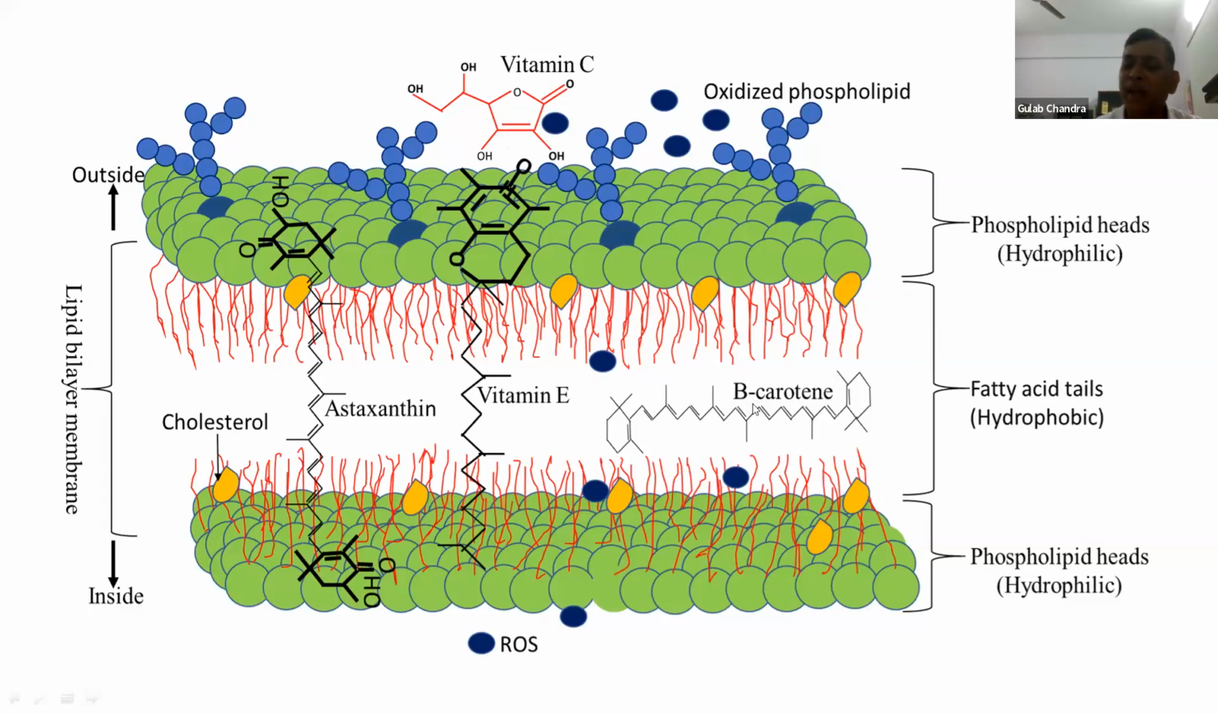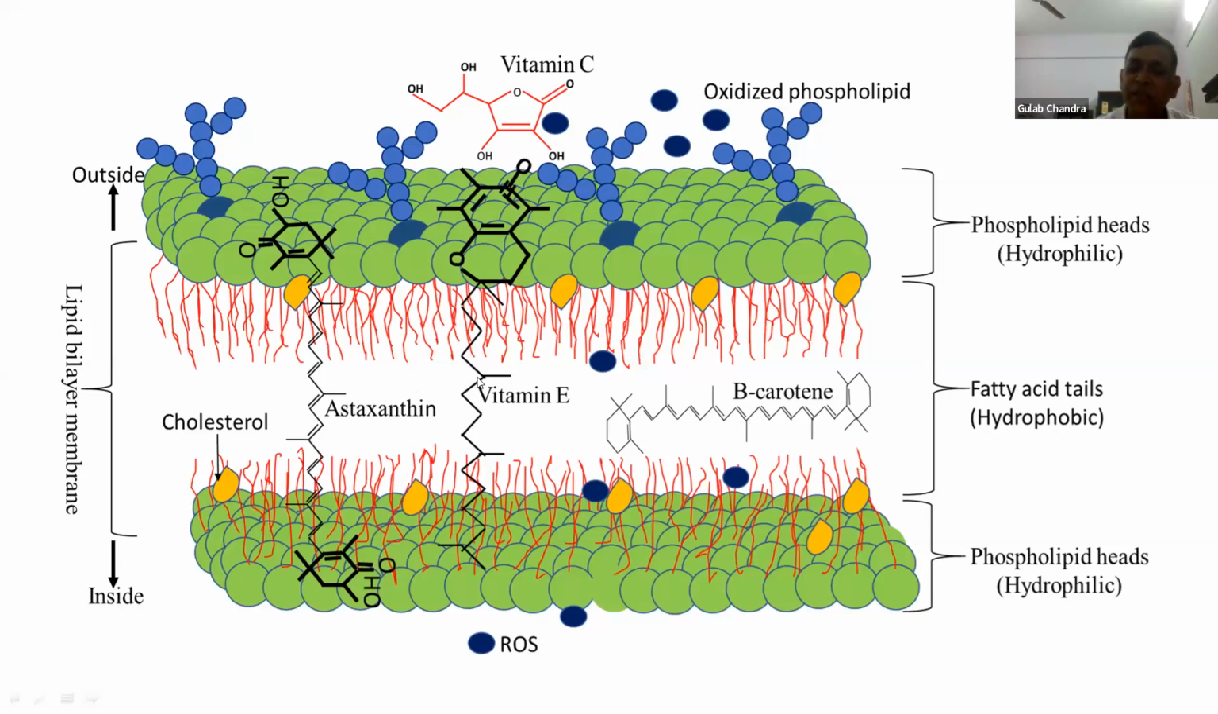Because beta carotene is lipid soluble, it only hunts the free radicals that are generated in the cell membranes. And vitamin C acts as an antioxidant that is water soluble, and it only disposes of the free radicals that are found in the cytoplasm and extracellular.